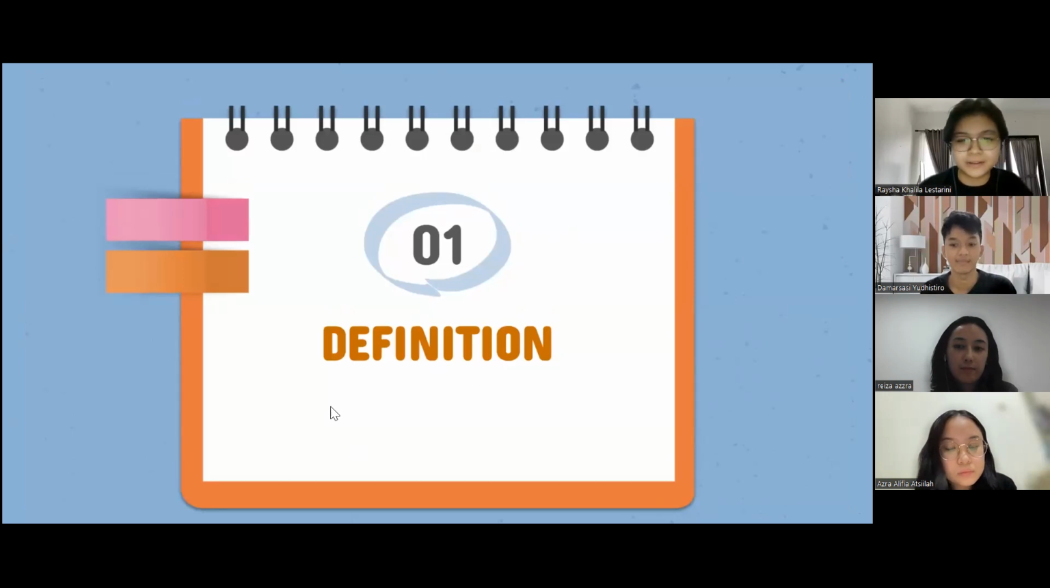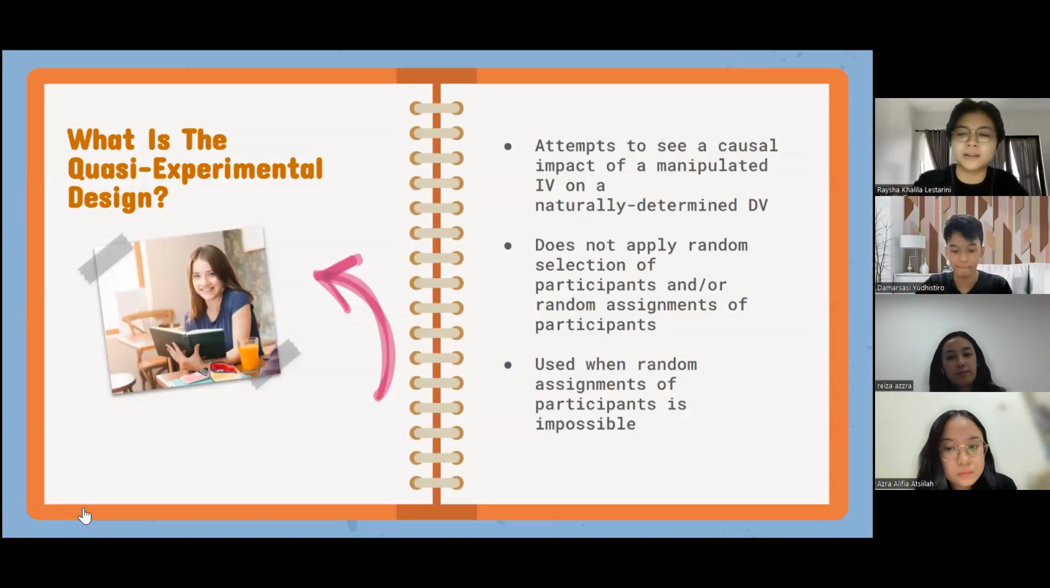Okay, so I'm going to explain the definition of this design method. Firstly, this method attempts to see a causal impact of a manipulated independent variable on a naturally determined dependent variable. The quasi-experimental design does not apply random selection of participants and/or random assignment of participants because these have usually been predetermined before the experiment. This method is usually used when random assignment of participants is impossible.